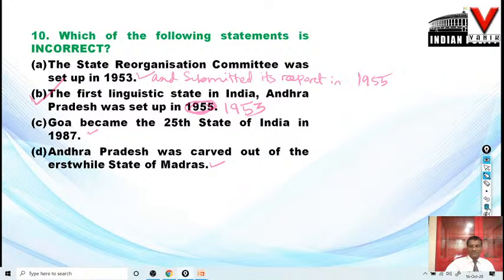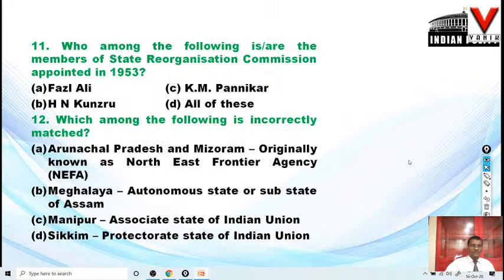Okay, now we shall go to the next thing. Next, question 11. Who among the following are the members of the State Reorganization Commission appointed in 1953? All of them. So that is the answer, all of them. D.